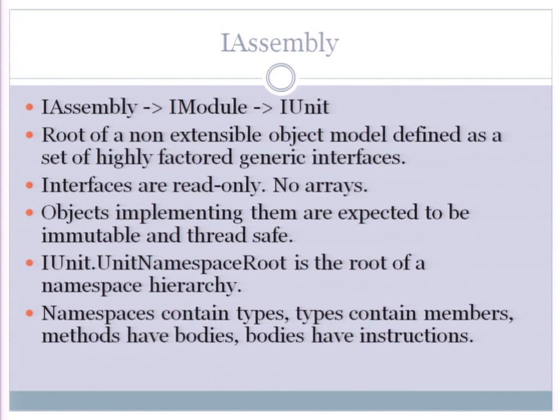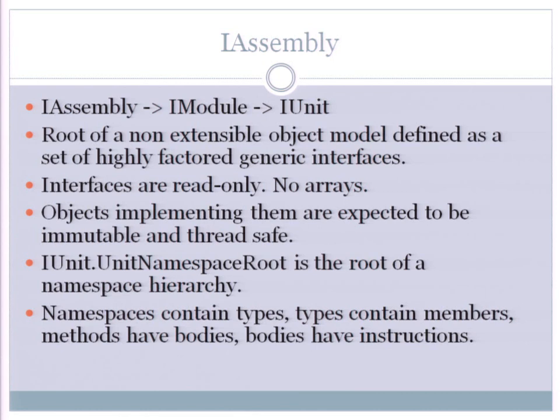It's strictly interfaces. The interfaces are strictly read-only. So there are no arrays coming back from this interface that you can mutate and then have to worry about somebody mutating. The objects implementing these interfaces are expected to be immutable. So basically, if you get an I module, it's not going to change under you. It's going to be the same every time you go to that property and ask for its value.